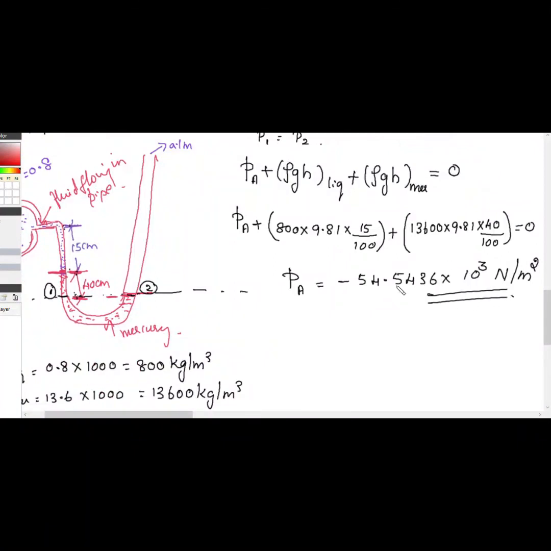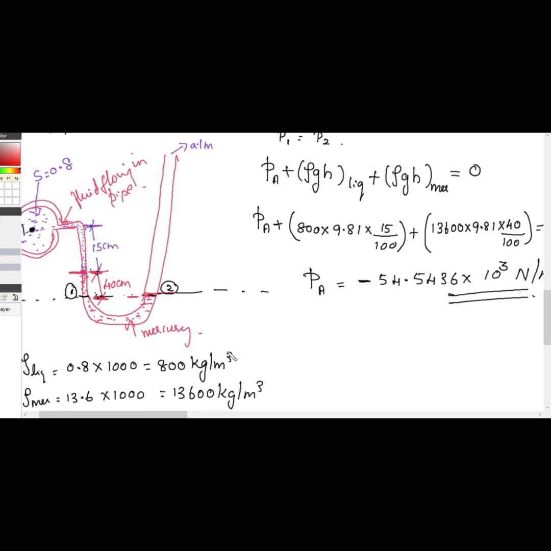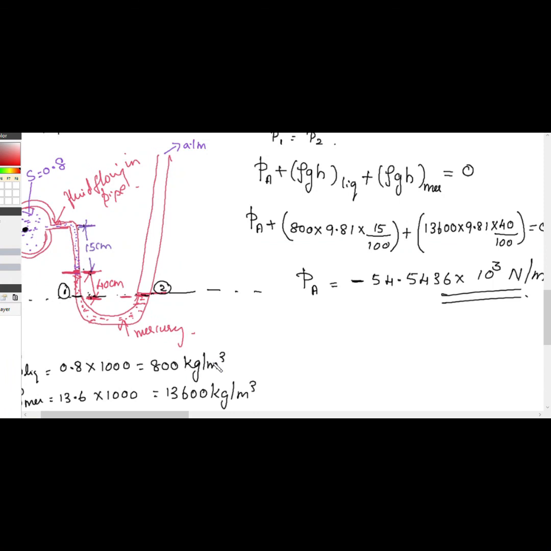So see, vacuum pressure is always negative. Gauge pressure is positive. So in the previous problem you got positive pressure; pressure at A was positive. For this problem, pressure at A is negative because it is a vacuum pressure.